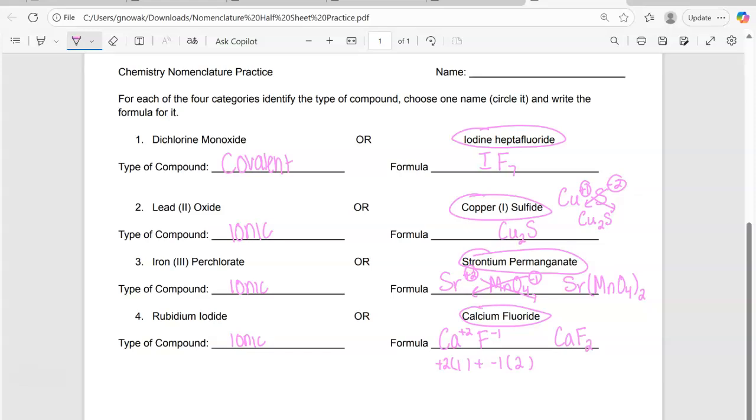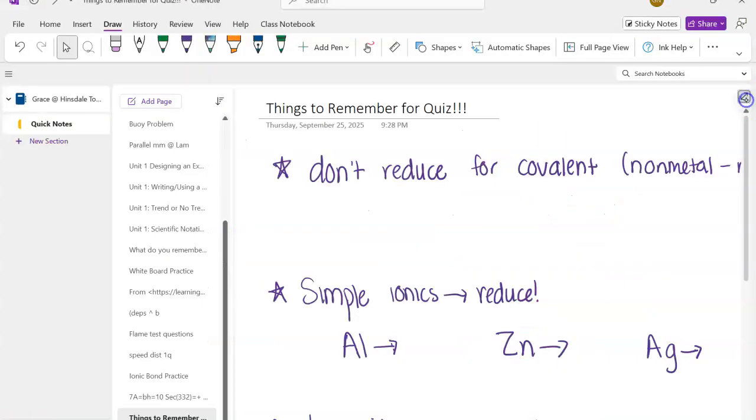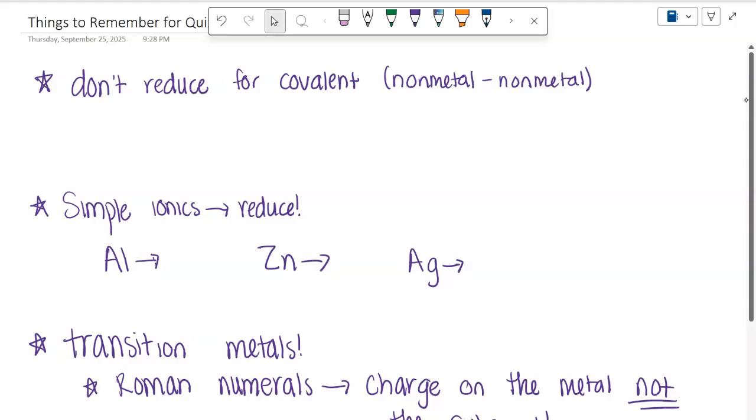So that's a quick review of that practice sheet. I saw a lot of you guys absolutely crush those covalents. You crushed those simple ionics. It definitely got a bit more difficult with those polyatomic ions. So what I want to talk about next is just those things that we want to make sure we super duper know for your quiz on Monday.